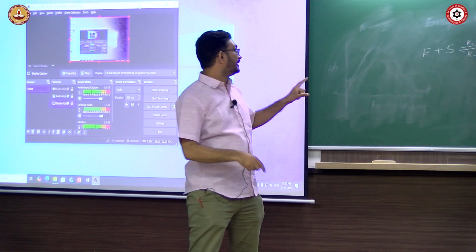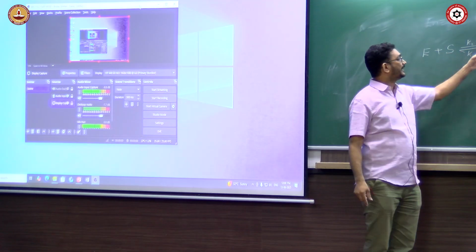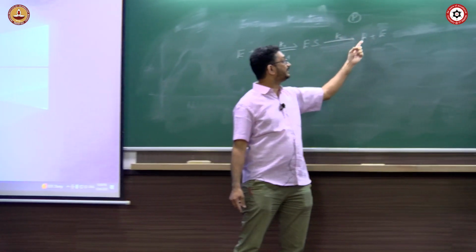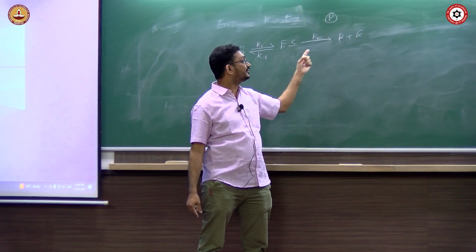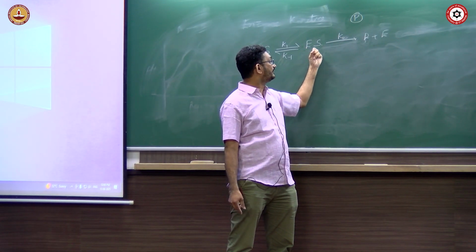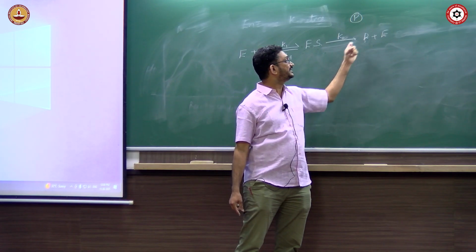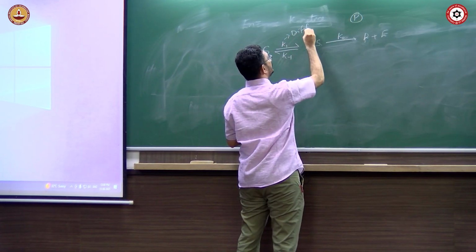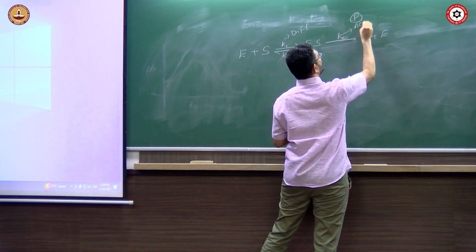So this particular step is in diffusion control, whereas ES forming the product is activation control, because this is where the actual reaction is happening. The actual reaction of conversion of ES to P is happening here. So this will be diffusion control, and this will be activation control.